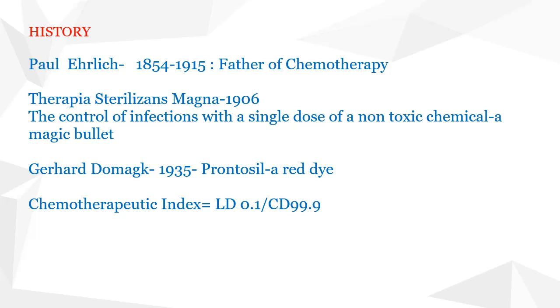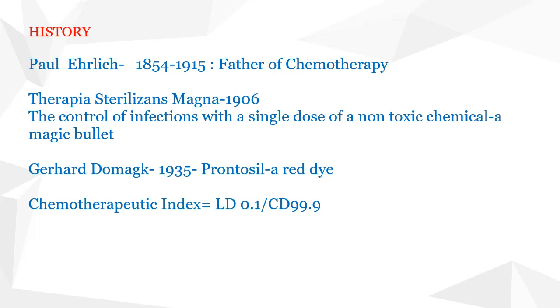Finally, in 1935, Gerhard Domagk from Germany again came up with a red azo dye called Prontosil, which was capable of protecting mice against streptococcal infections. And that was a period when sulfanilamide was also introduced. And later came the antibiotic penicillin in 1941.